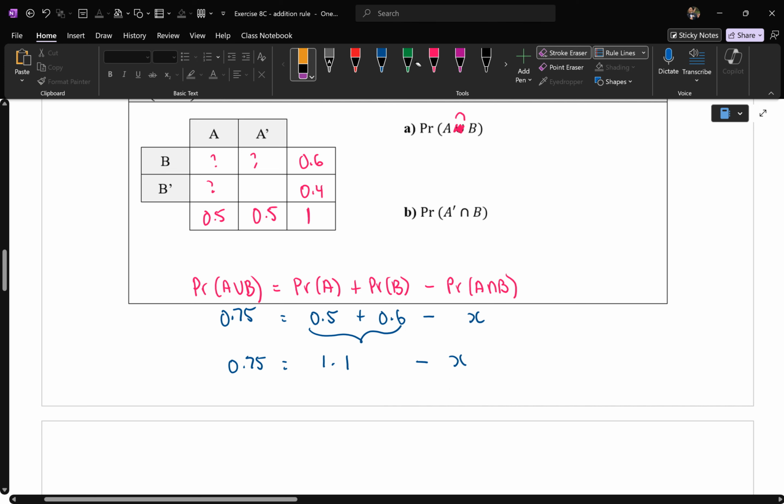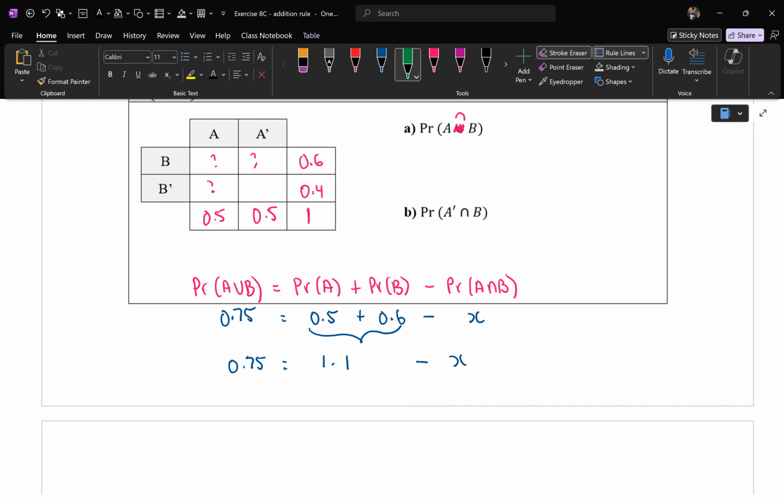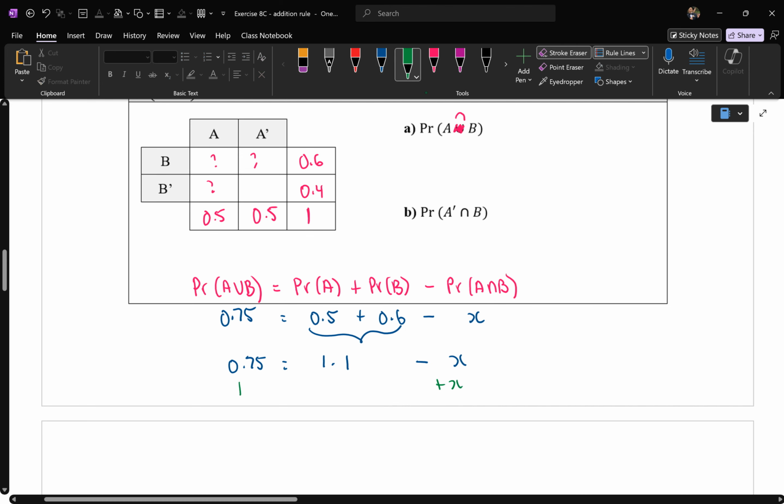But again, you can use algebra in this case if you wanted to. You could say add x on both sides and then minus 0.75 on both sides. And these two cancel out. So x will then equal 1.1 minus 0.75. And if you do that on your calculator, you should get 0.35. Okay. So I now know the probability of A intersection B must be 0.35.